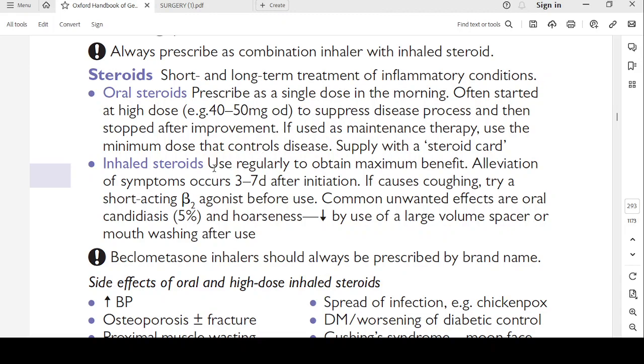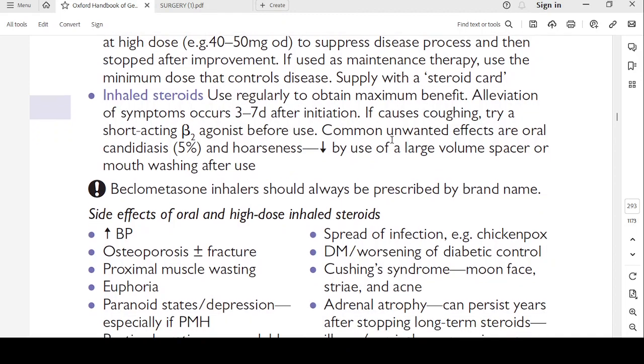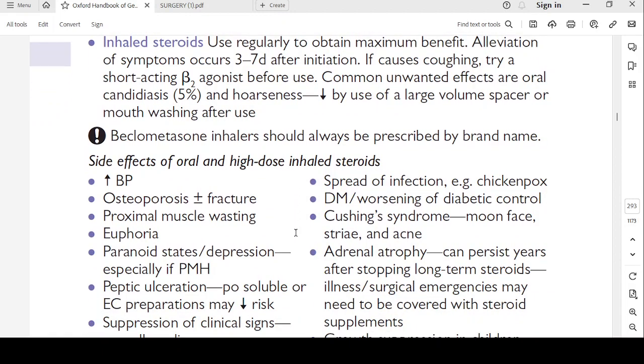Inhaled steroids: usually used regularly to obtain maximum benefit. Elevation of symptoms occurs 3 to 7 days after initiation. If it causes coughing, try a short-acting beta-2 agonist before use. Common unwanted effects are oral candidiasis and hoarseness. Reduce these by using a large volume spacer or a mouthwash after use. Beclomethasone inhalers should always be prescribed by brand name.